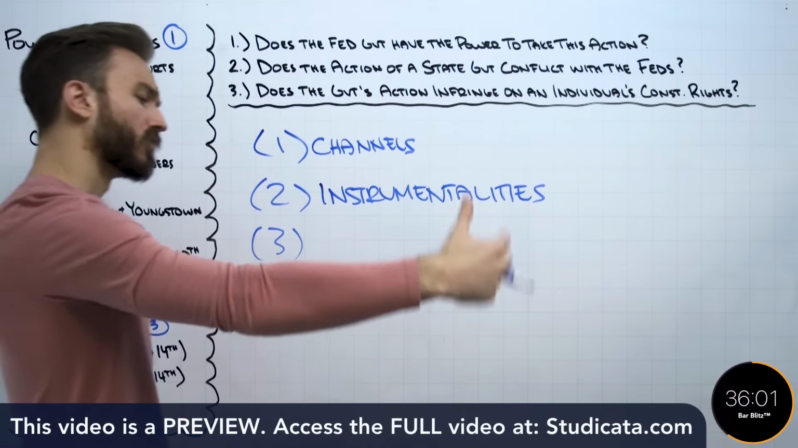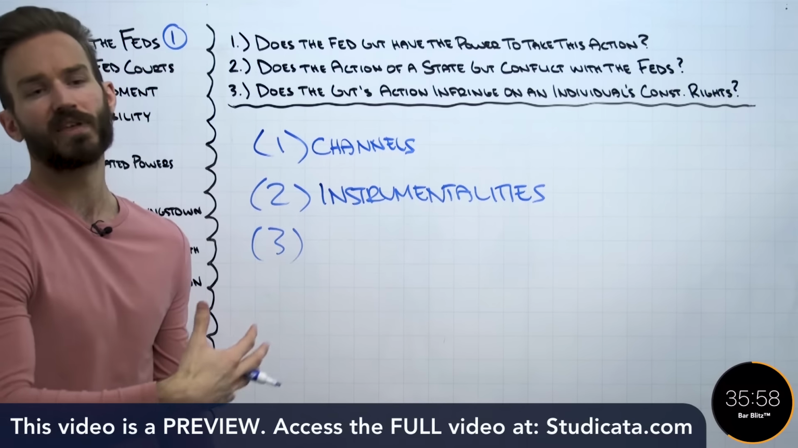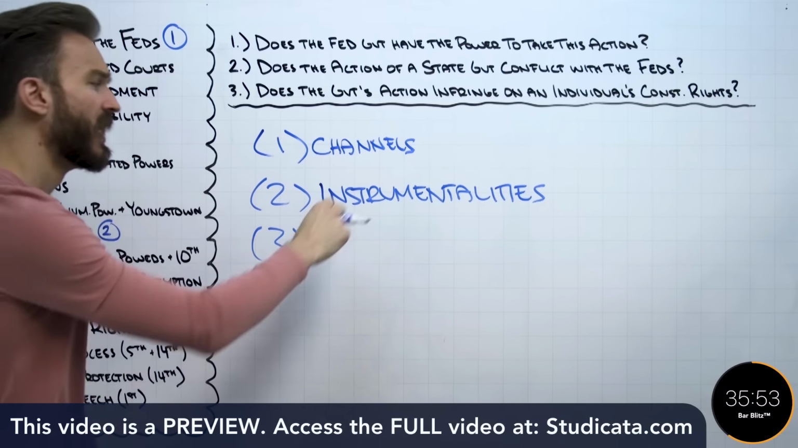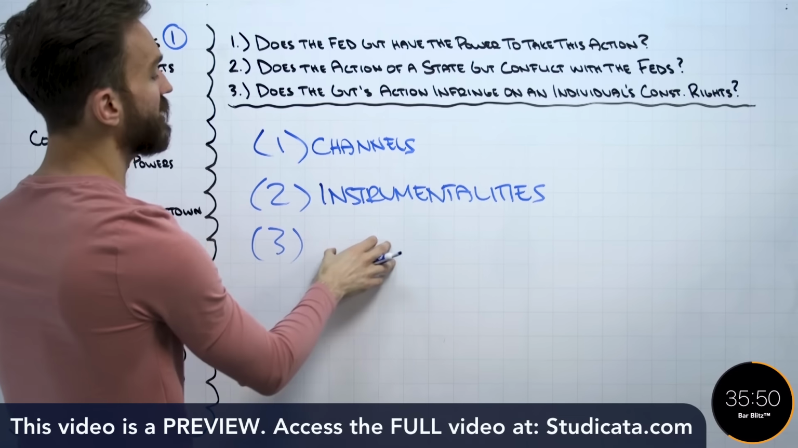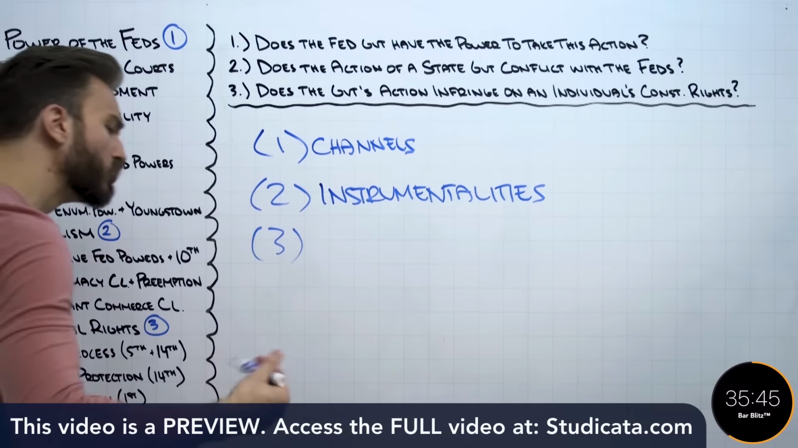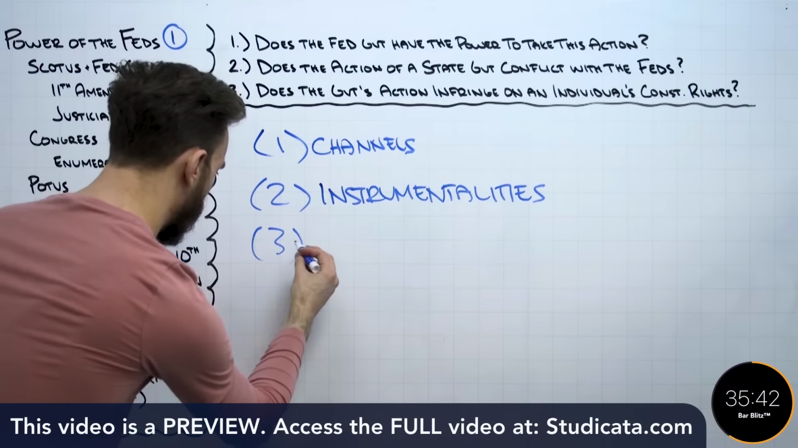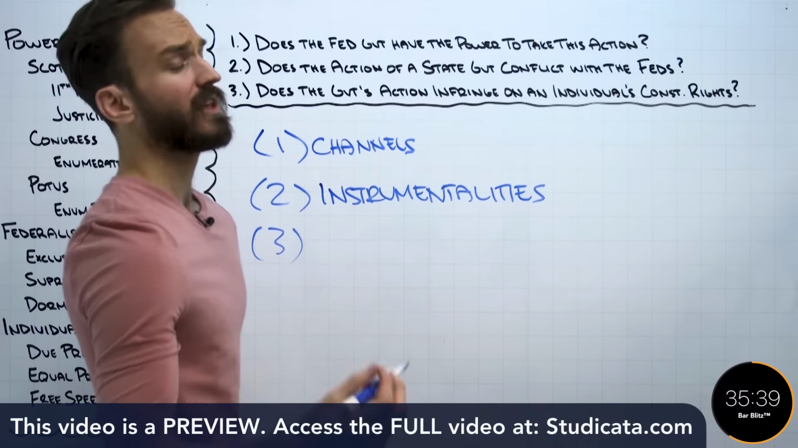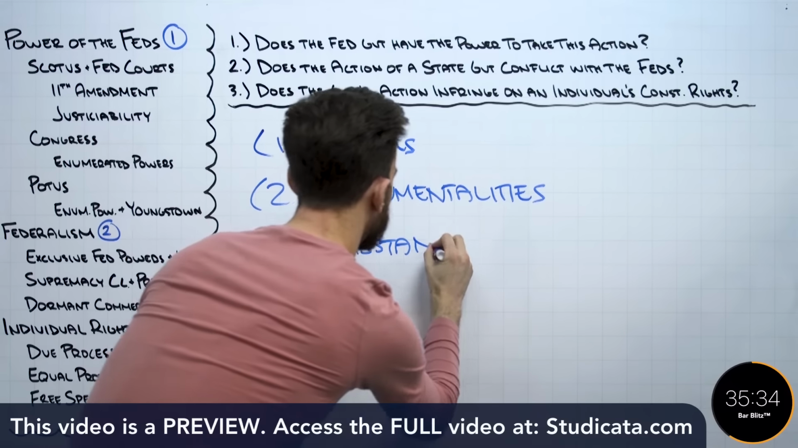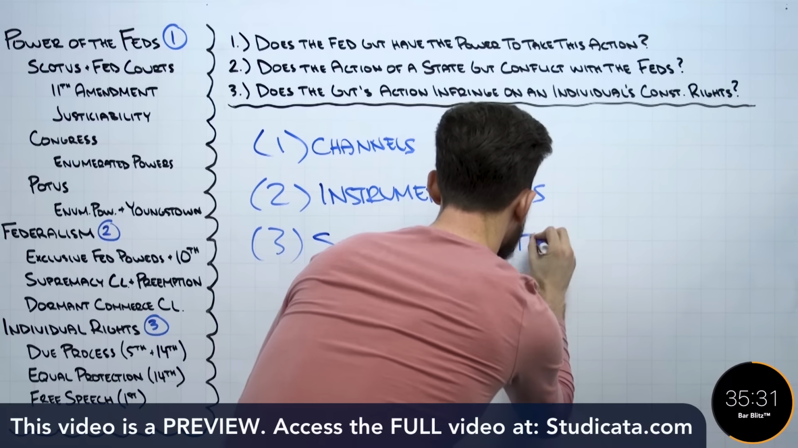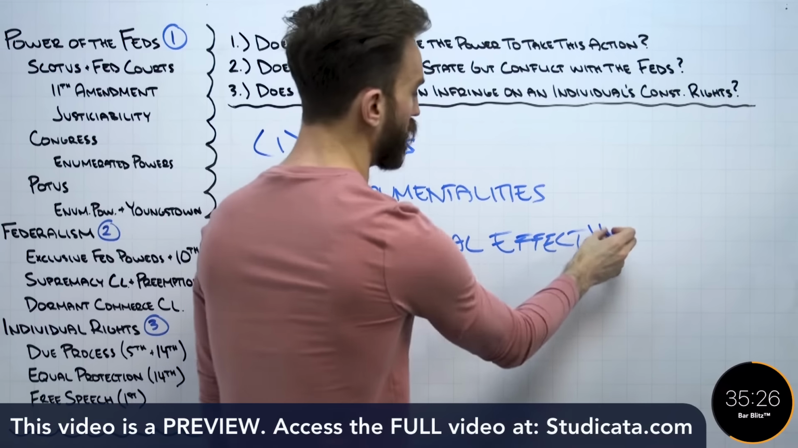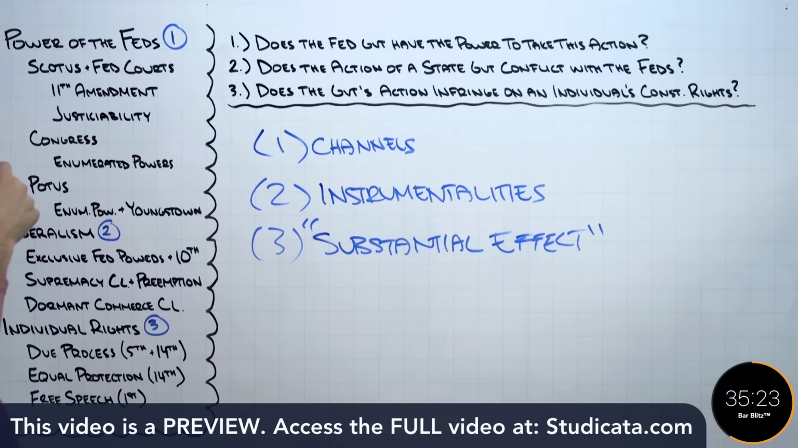So if you see Congress passing laws that regulate something to do with flight attendants, flights, pilots, anything that's moving through interstate commerce, they're going to have the power to do that under the instrumentalities branch of this analysis. But the big one, and what it usually comes down to on a bar exam fact pattern, is any activity. Congress has the power to regulate any activity that has a substantial effect on interstate commerce. So what is a substantial effect? What is an activity that has a substantial effect on interstate commerce?